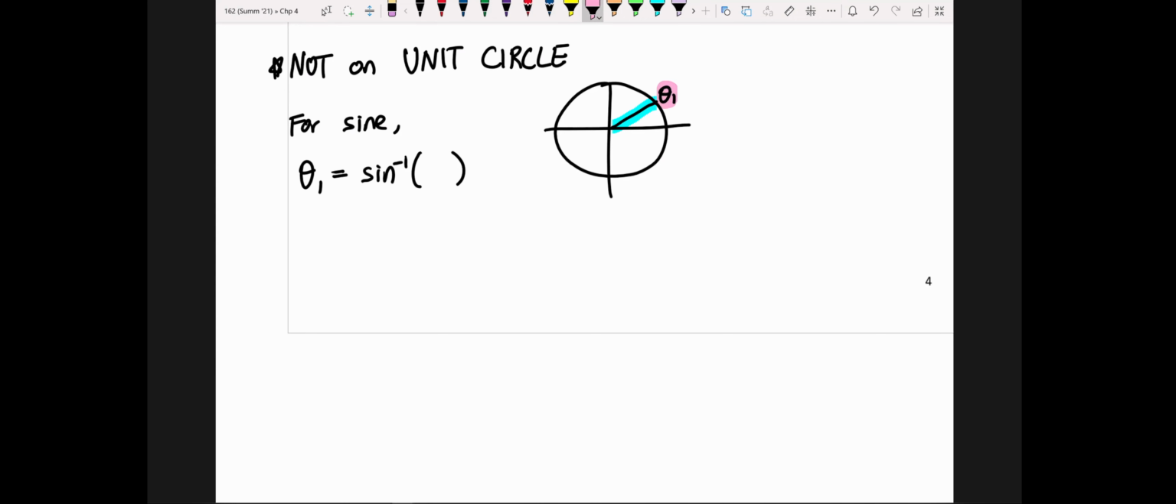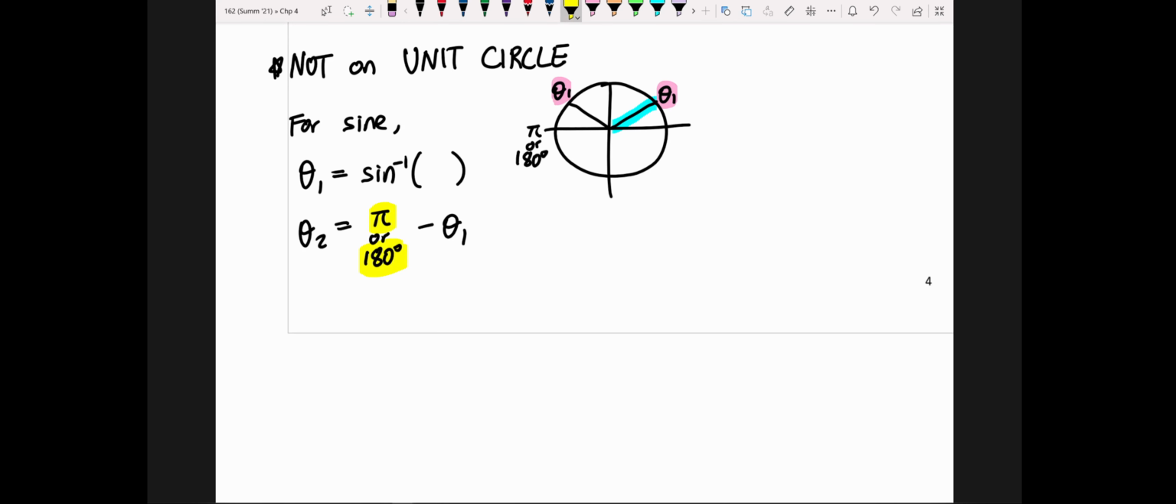To get the second solution, you're going to have to do either pi or 180 degrees minus the first solution to get the second solution. Okay. So for sine, inverse sine will give you the first solution. If you do pi or 180 degrees minus the first solution, then you'll get the second solution. Pi if you're in radians, 180 degrees if you're in degrees.